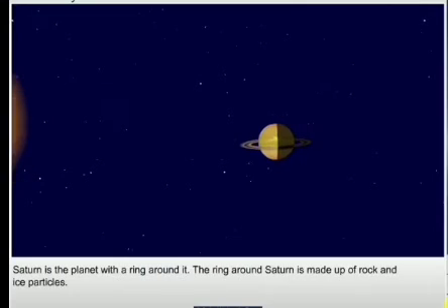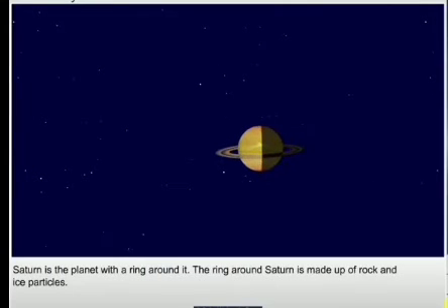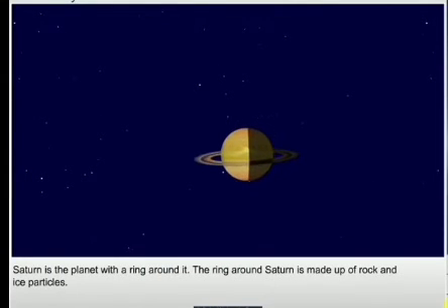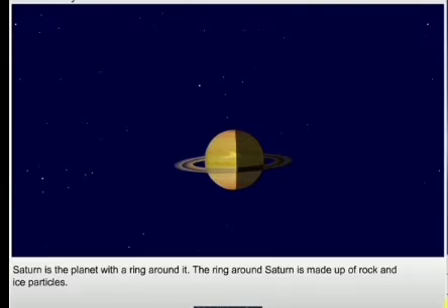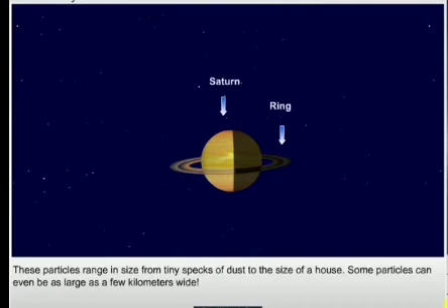Saturn is the planet with a ring around it. The ring around Saturn is made up of rock and ice particles. These particles range in size from tiny specks of dust to the size of a house. Some particles can even be as large as a few kilometers wide.